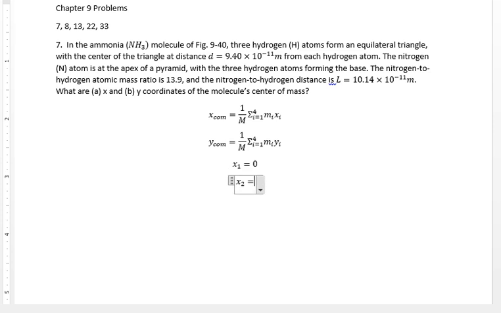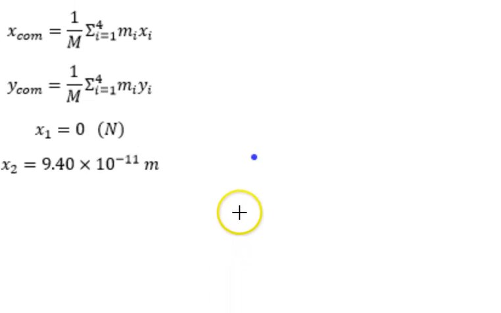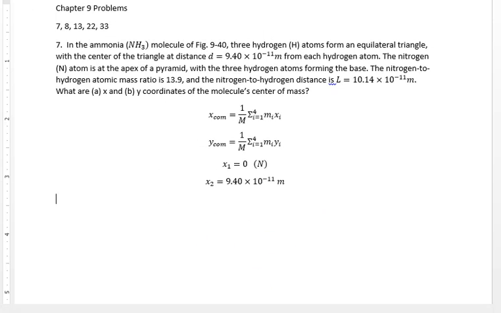One of the hydrogens is at 9.4 times 10 to the minus 11 meters in the diagram. That's its x position. Now, what's the x position of the other two? Well, the origin is there. Let's say here's the origin. I always hate it when that happens. Let me get out of draw mode and get back in. So here's the origin.